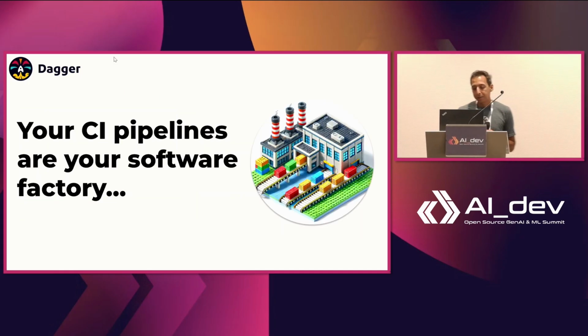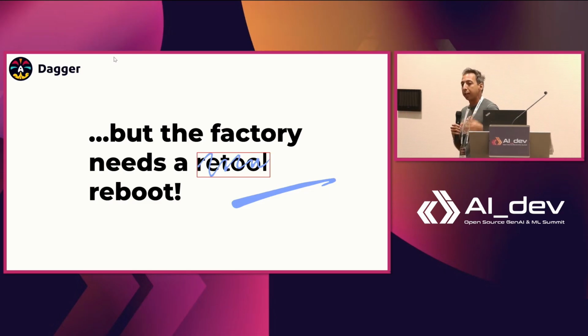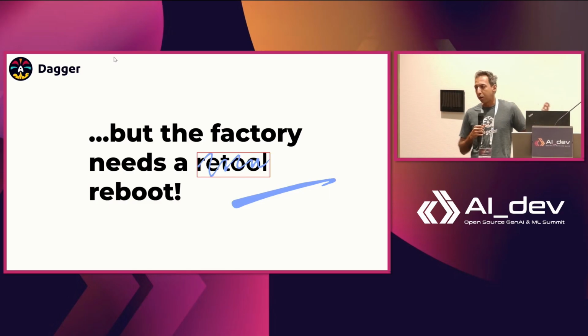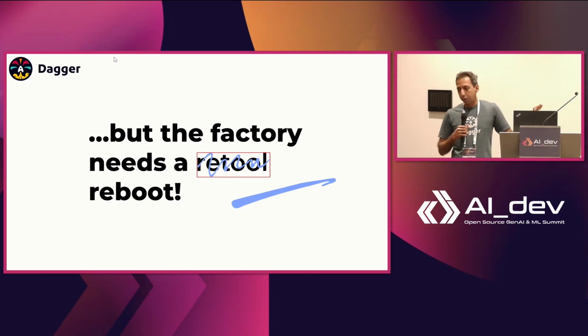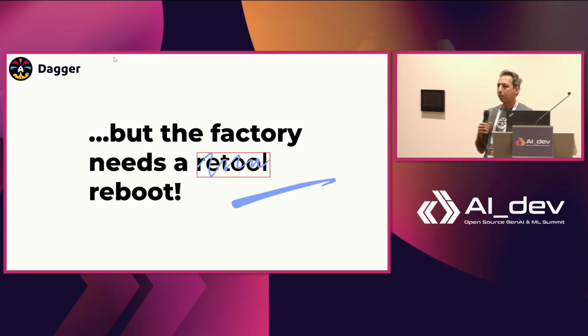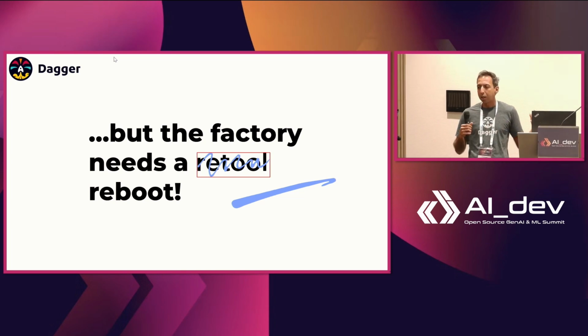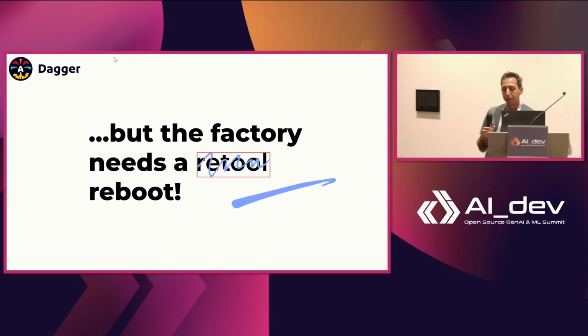And so we have this thesis, right? Your CI pipelines are your software factory, right? They're what's getting your code out the door in the hands of the people who are supposed to get it. But there are problems with that pipeline. It's slow, it's hard to debug. There's just a lot of pressure on it and a lot of pressure on the people maintaining it.